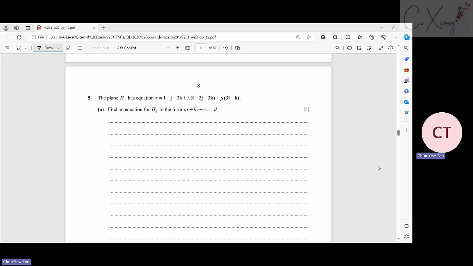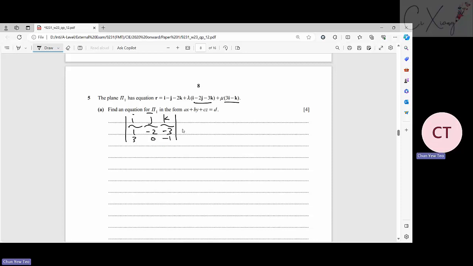Now we move on to question number 5. Number 5 is the vector. The plane pi 1 has the equation given as such. This is the vector form. If we want to have a Cartesian form of the equation of plane pi 1, in order to do that, just take the directional vectors and do the cross product. Take these two directional vectors. This is 1, negative 2, and negative 3. This is 3, 0, negative 1.